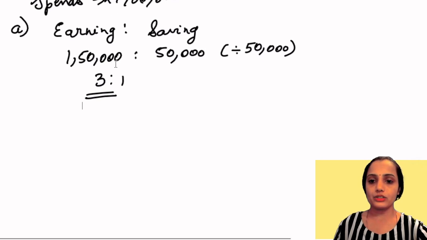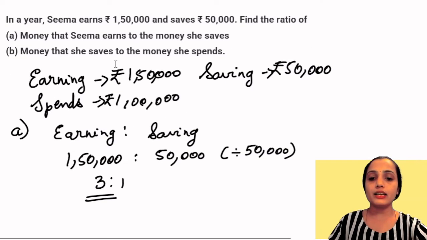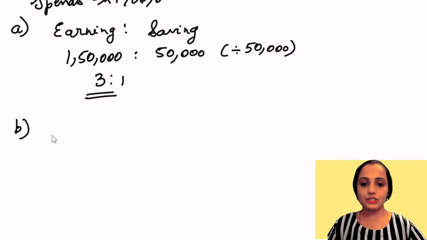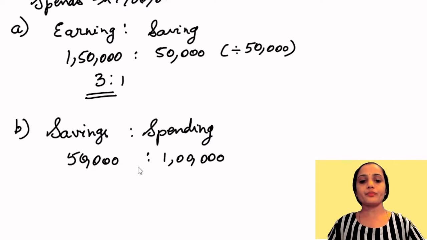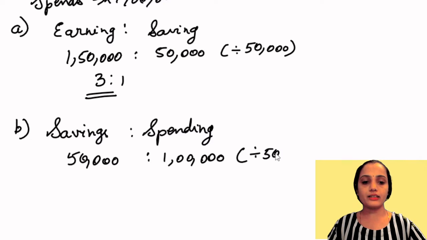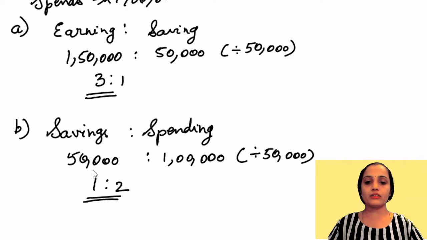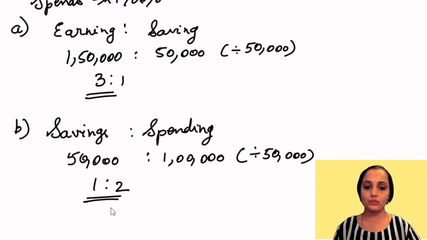Now let's look at the second question. It says the money that she saves to the money that she spends. We have already found out what she saves and what she spends. So savings is to spending. We have her savings as 50,000 and her spending as 1,00,000. Again we have 50,000 as the common factor here, so we can write this as 1:2. So the first answer was 3:1. The second answer is 1:2.